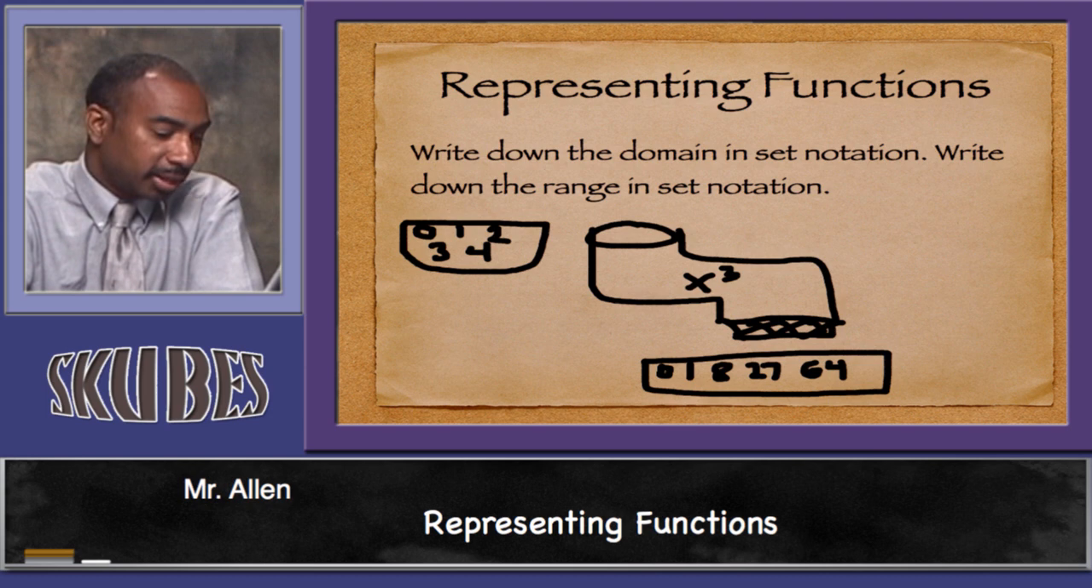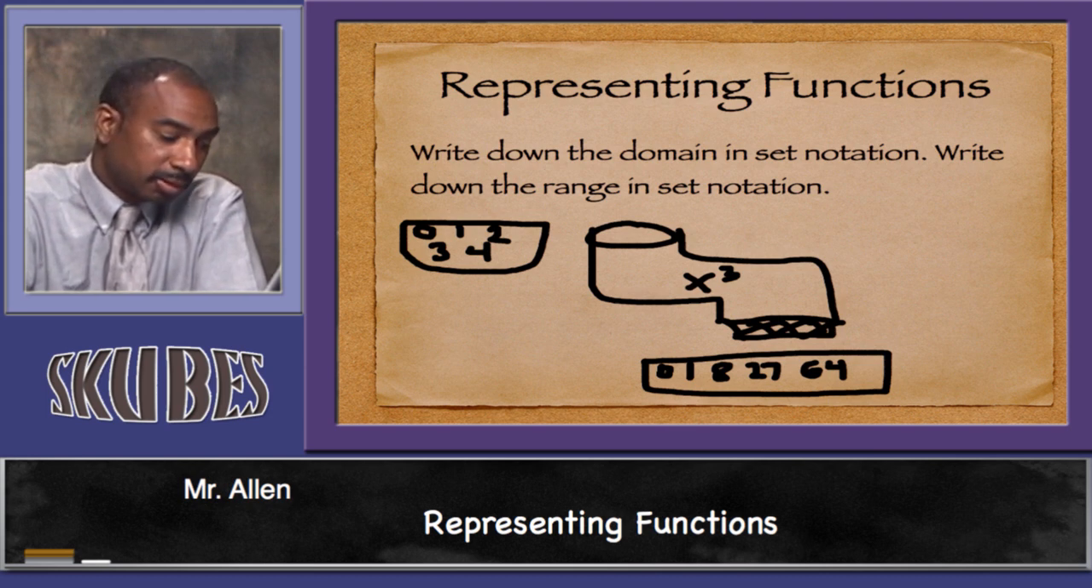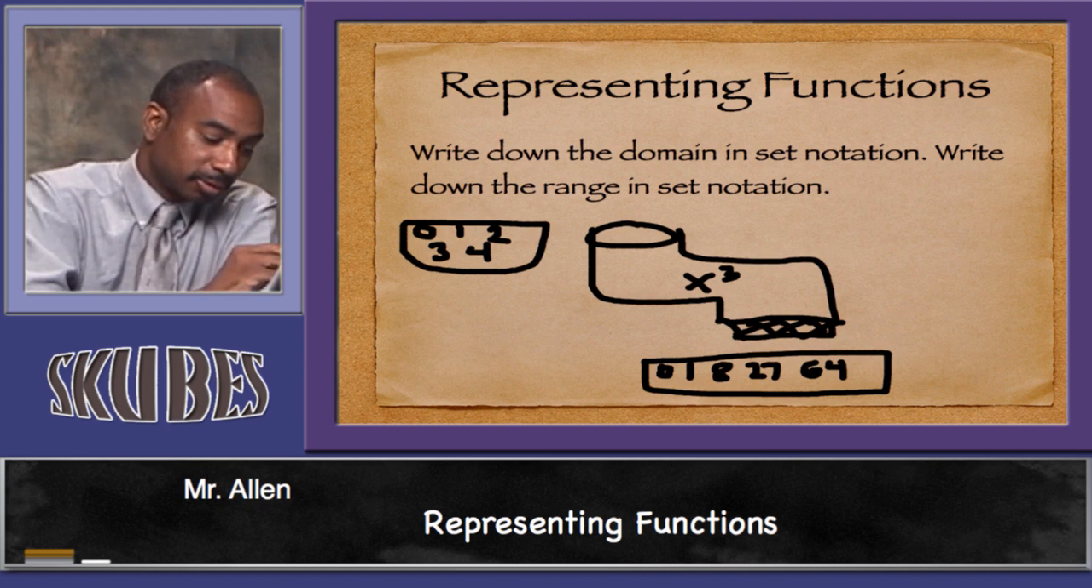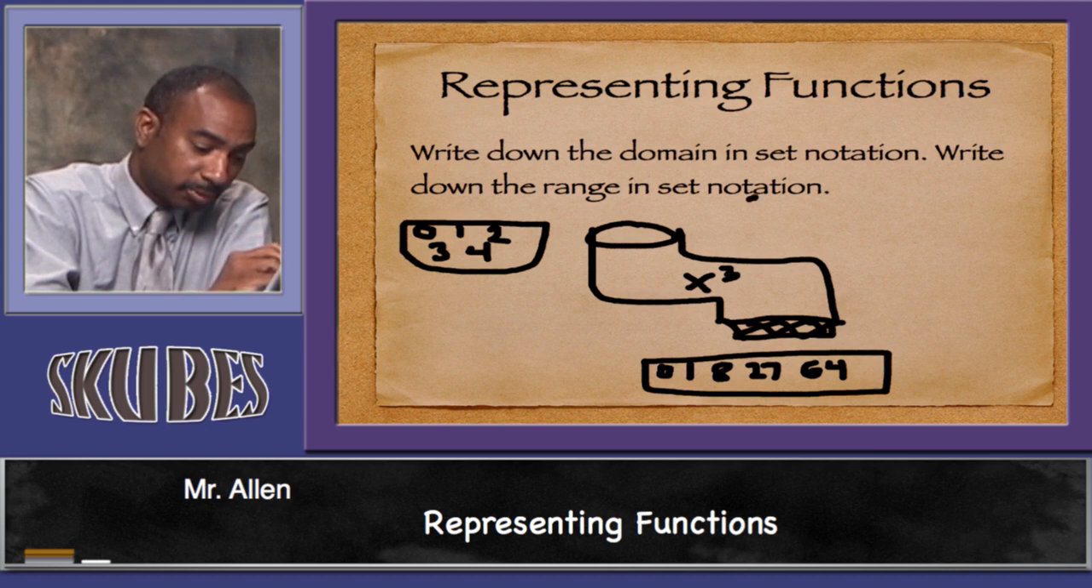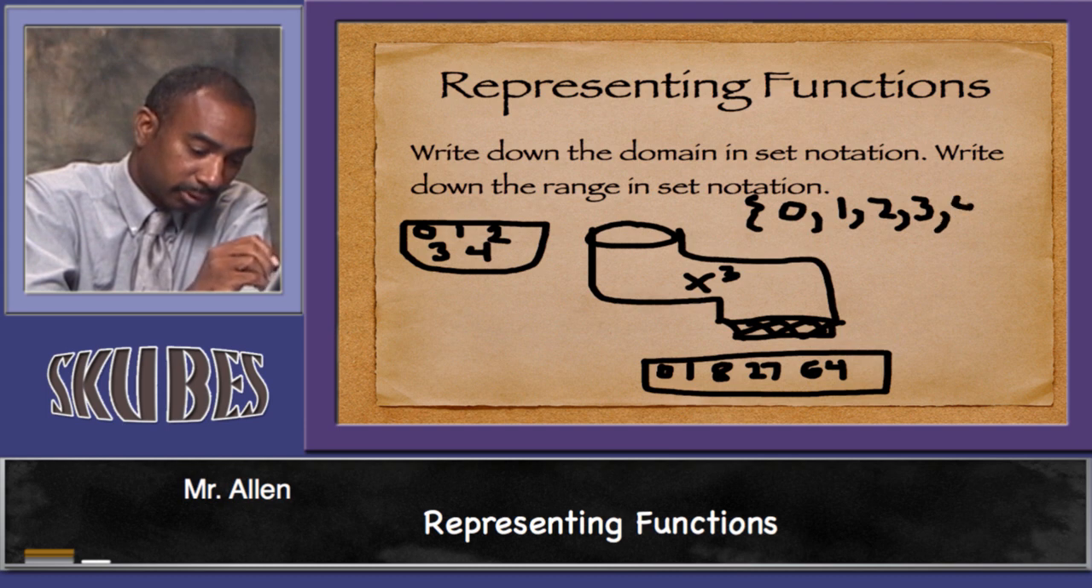All right, write down the domain in set notation. Write down the range in set notation. Well, the domain is just simply what you plug into the function or the machine, as if you will. So you just put a set, put a bracket, and write it in order. So I'll put 0, 1, 2, 3, and 4. And that'll be the domain.